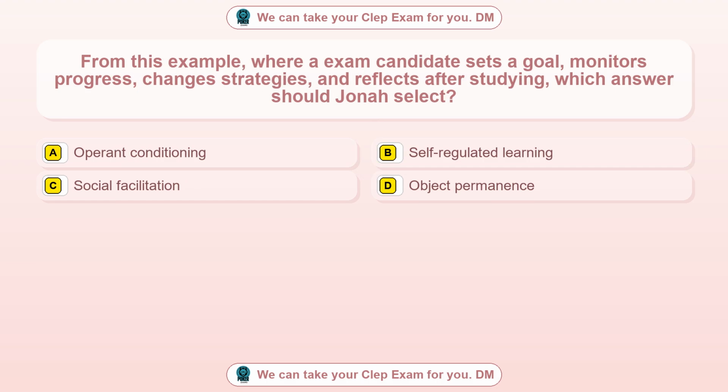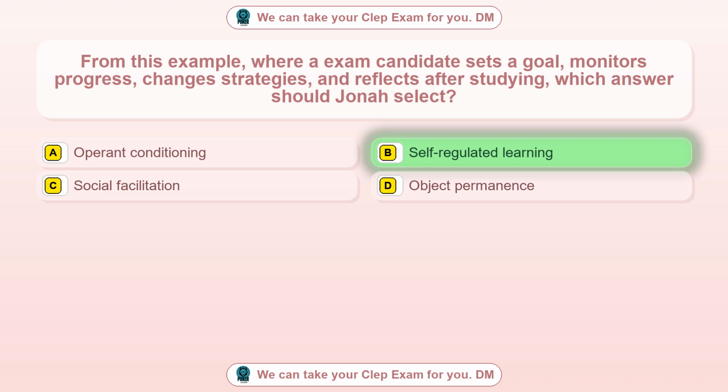Question 78. From this example, where an exam candidate sets a goal, monitors progress, changes strategies, and reflects after studying, which answer should Jonah select? Option A, operant conditioning. Option B, self-regulated learning. Option C, social facilitation. Option D, object permanence.